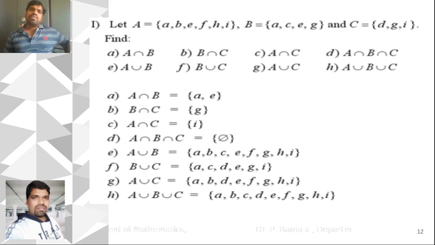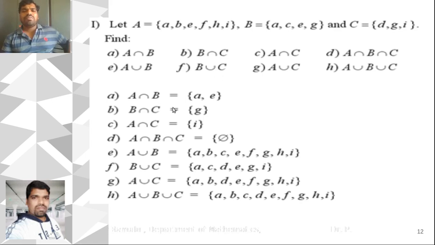I am defining A = {A, B, E, F, H, I}, B = {A, C, E}, and C = {D, G, I}. A is equal to this, B is equal to this, and C, right? So, we want to find some sets: A intersection B, B intersection C, A intersection C, A intersection B intersection C, A union B, B union C.